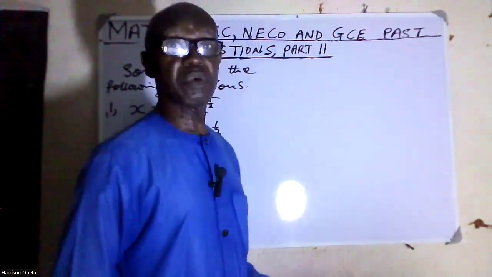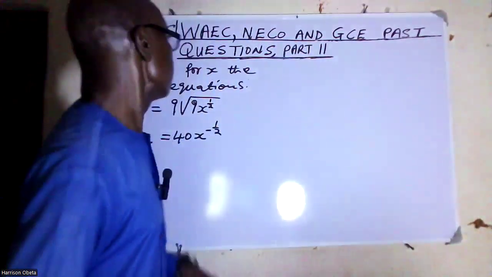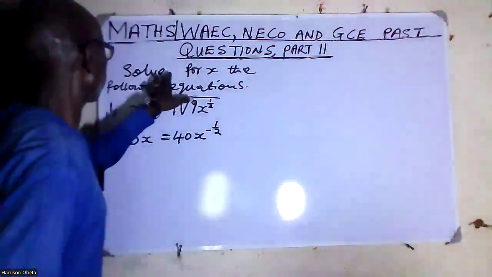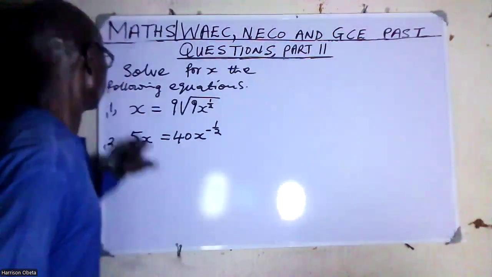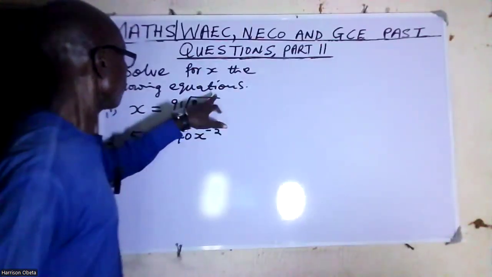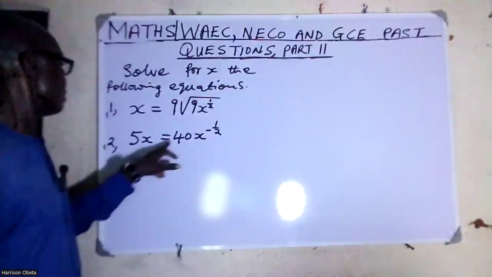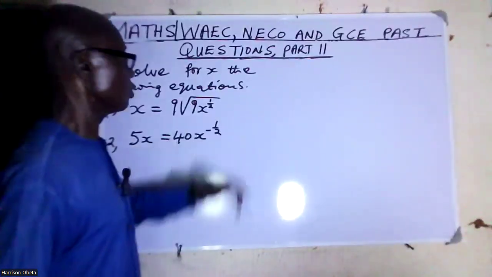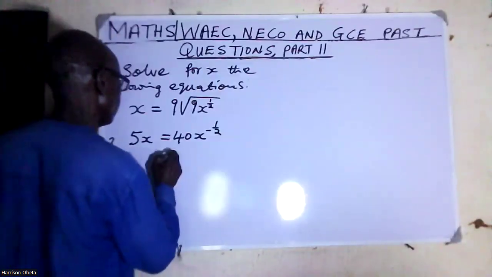We have 2 questions on the board under indices. We have to solve for x the following equations: x equals 9 root 9x raised to the power half, and 5x equals 40x raised to the power minus half. Solution.